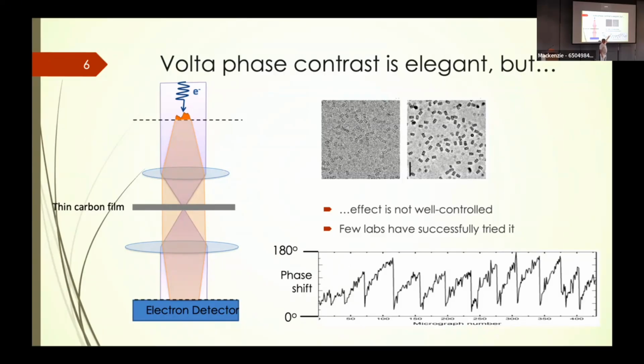The problem is the phase shift keeps increasing until it's too large, and then you have to find a new spot on your Volta faceplate. And because of this instability, few people have used it successfully. Again, we have to take hundreds of images, ideally under the same conditions, in order to extract biology from here.